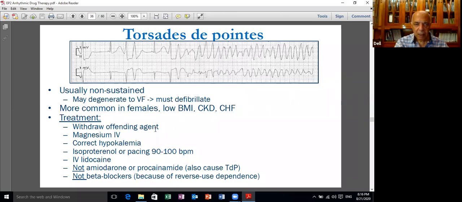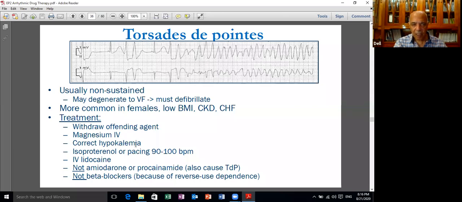How do you treat? You withdraw the offending agent, you give magnesium. I get asked frequently, why magnesium in this condition? Actually, magnesium is a cofactor for the sodium-potassium ATPase. So it's an important enzyme which is important for balancing sodium and potassium across the cell membrane, and magnesium plays an important role as a cofactor for this enzyme.